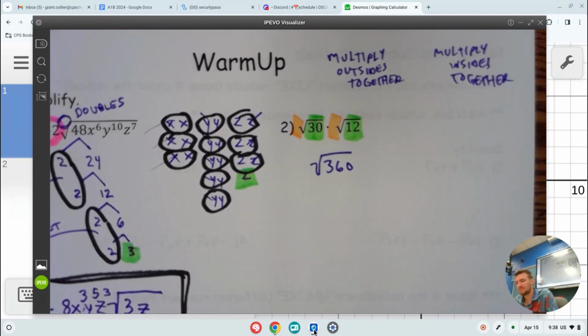So not only do you have to multiply them together, but you also need to break that number down once you get your new bigger number.